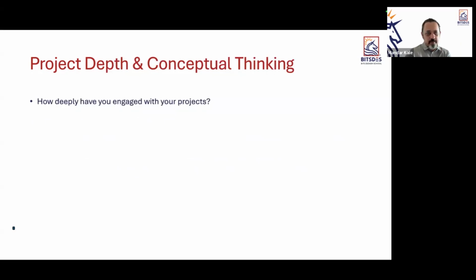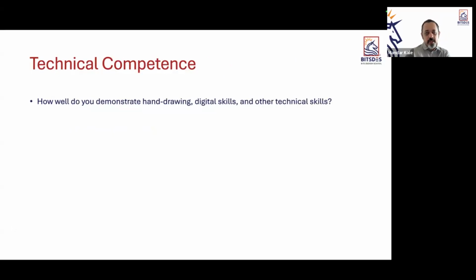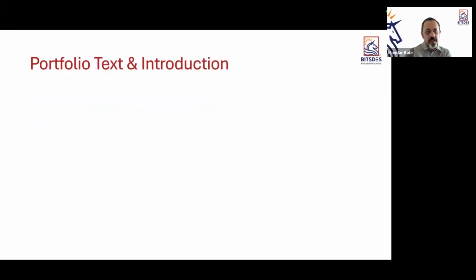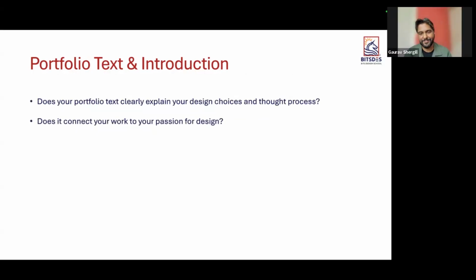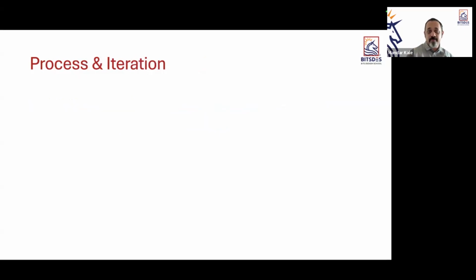Again, how deeply have you engaged with your projects? Does it show experimentation, research? Is it about strong concepts or just an iteration of something which exists? Technical competence could be hand drawing, digital skills, other technical skills. Does the text clearly explain your design choices and thought process? Does it connect your work to your passion for design? Does your introduction, who you are, and the projects that you have showcased, do all of these three make sense together? Does it explain your design choices and thought process clearly? Does it connect your work to your passion for design?